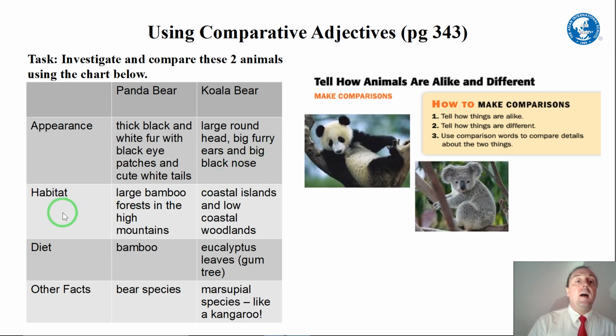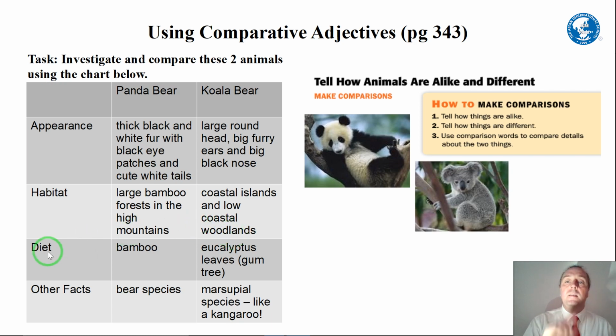Okay. How about their habitat? Where do they live? Do they live in the same places? The panda bear lives in large bamboo forests in the high mountains. The koala bear lives in coastal islands and low coastal woodlands. So they live in different places. This is something that's different.